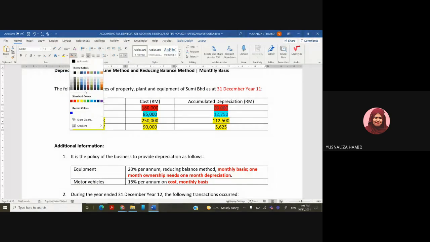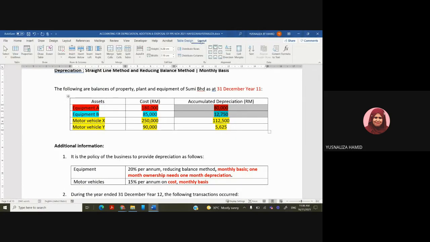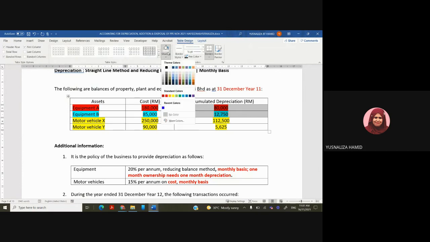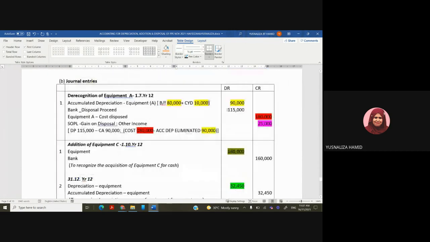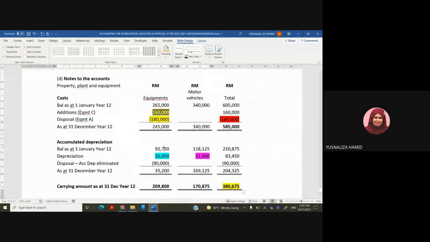Where was it? Apa nak pakai ni? So I use this. Right. Okay. Orange. Oh, it doesn't want to go orange. Never mind. 80 plus 12, 750. So that 80 plus 12, 750, you will get 92, 750.